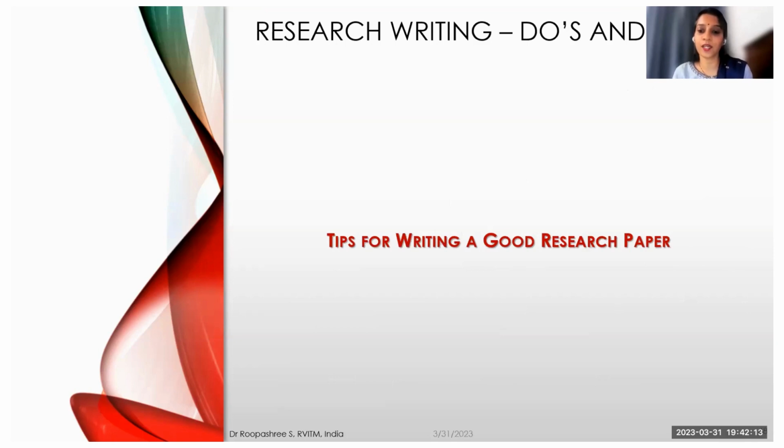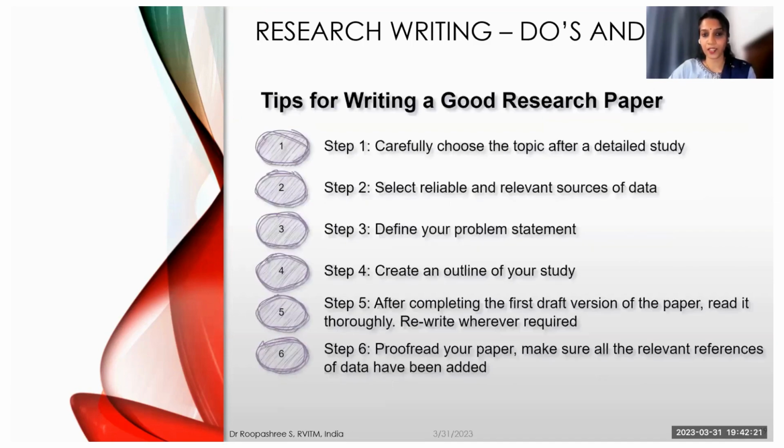Let me give you a few tips for writing a good research paper. First tip, carefully choose the topic, and please choose the topic after a detailed study has been carried out. Secondly, select reliable, relevant sources for the data: collection of data, representation of data, because data plays a major role in any kind of research. Step 3, define the problem statement clearly; write your problem statement, and then proceed.